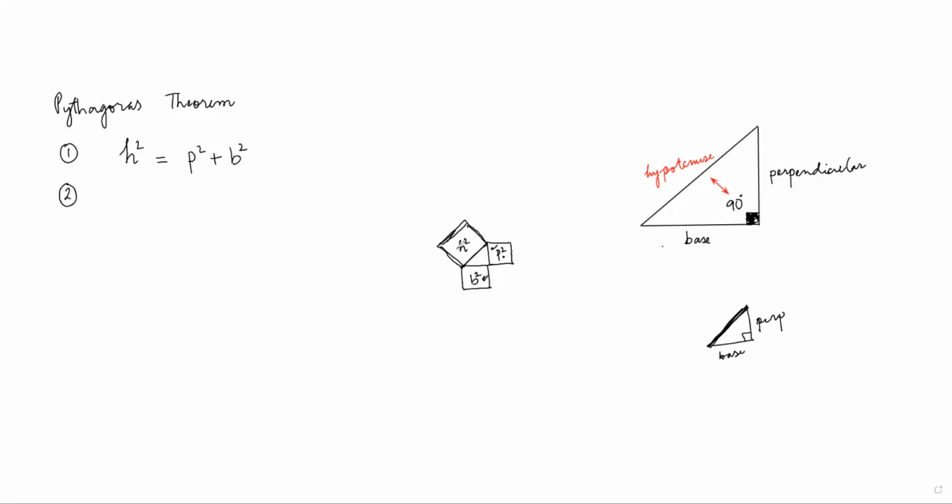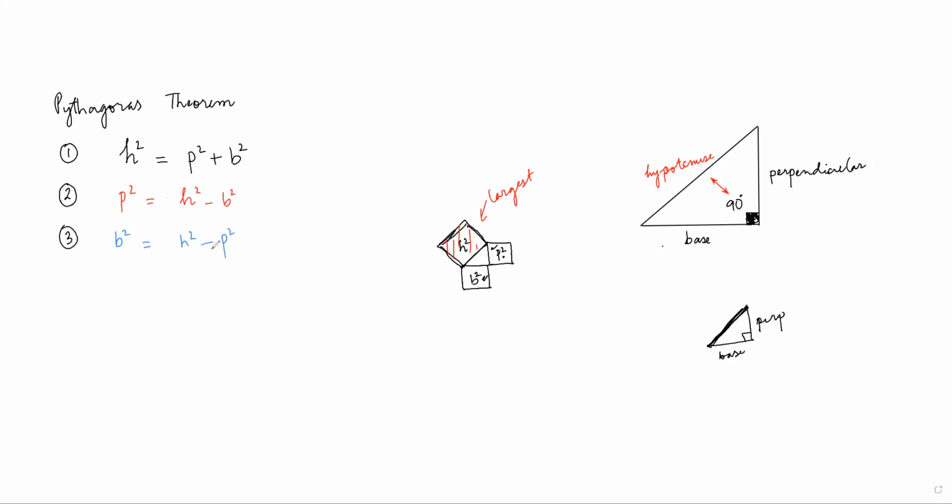Which is the largest square? Can you guess just by looking? H. This is the largest square. So if you want to find the square on the other sides, then P square will come to the P square. We use A square minus B square. The perpendicular and so on. A square minus B square.